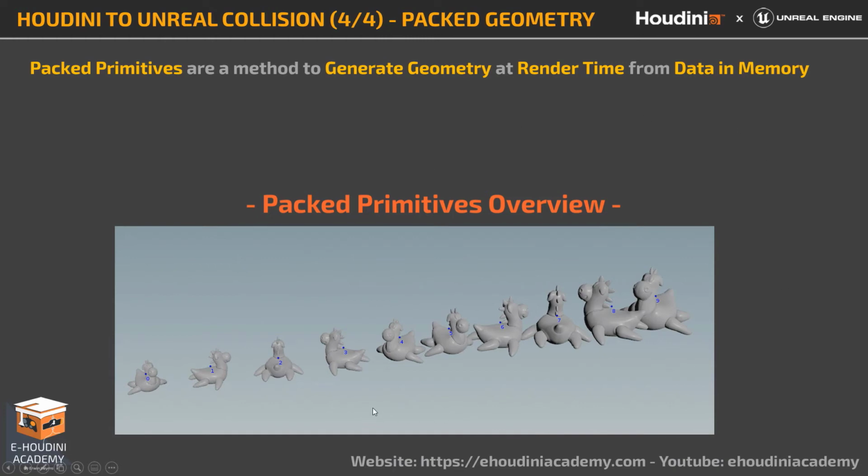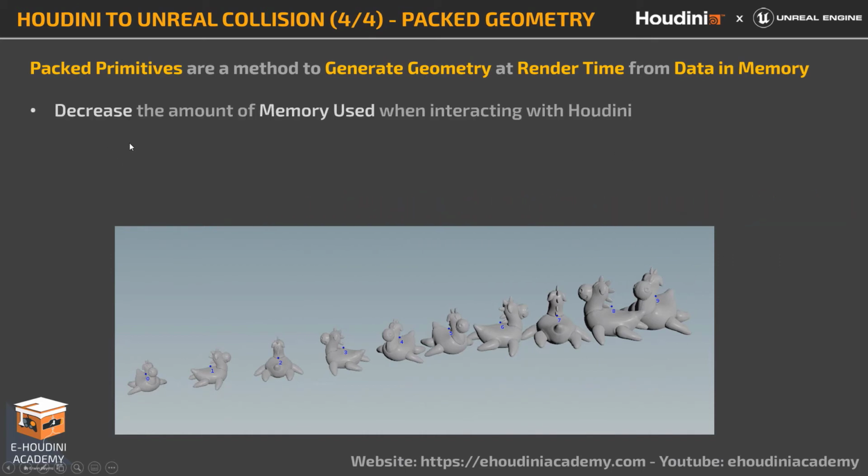Now down here I have an example. I have a couple of rubber toys here lined up, and each one has its own rotation and its own scale, and it's basically its own entity. It's its own packed primitive. And packed primitives in this case means that they are a method to generate geometry at render time from data in memory. Meaning that every single one of these rubber toys here is actually the same model being instantiated onto these points at render time, or whenever the node evaluates its data, which is visible to other nodes as well.